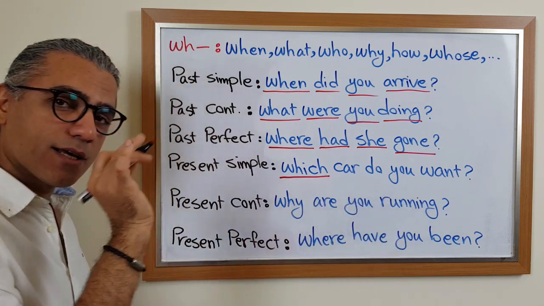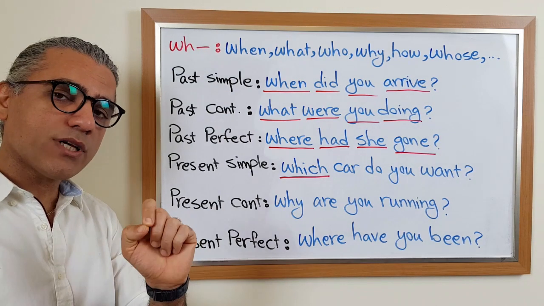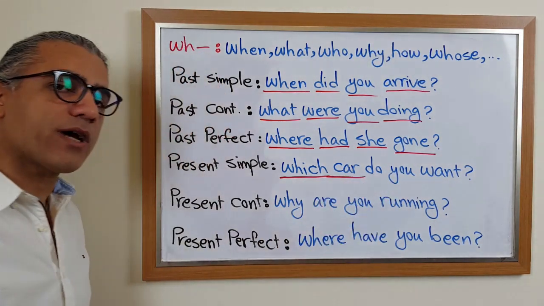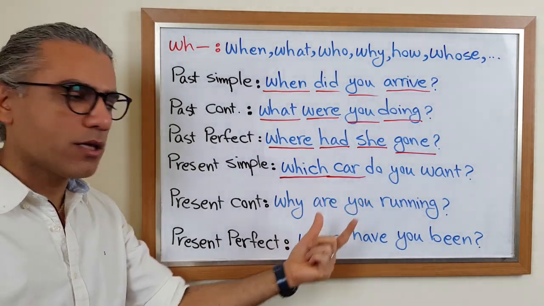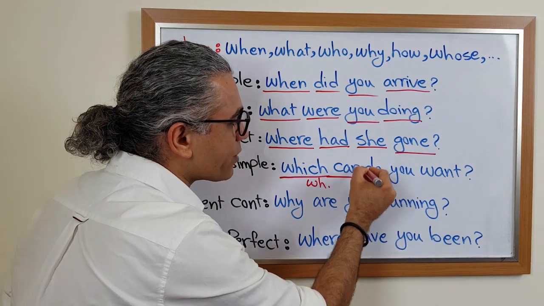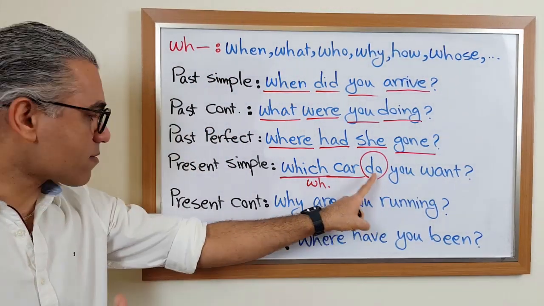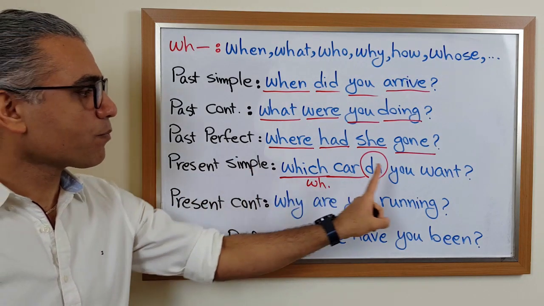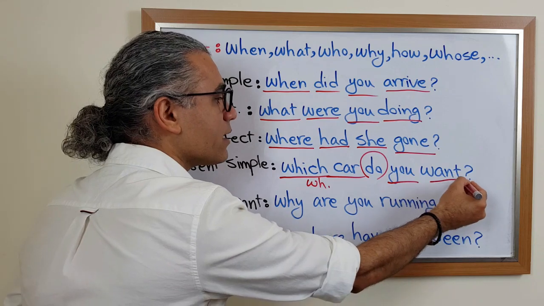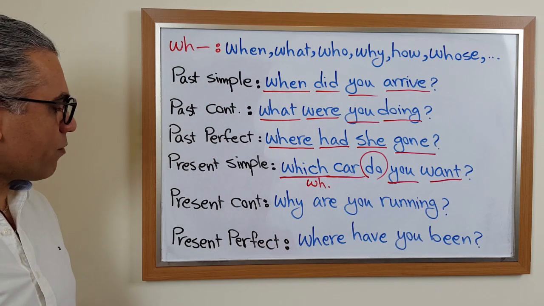But look, it says, which car do you want? This time we don't have only one WH word. We have a WH phrase. So which car is actually your WH word. After that we have do, which is your auxiliary verb, do or does, because this is present simple. And after that we have the subject, and then want, this is our main verb in base form.